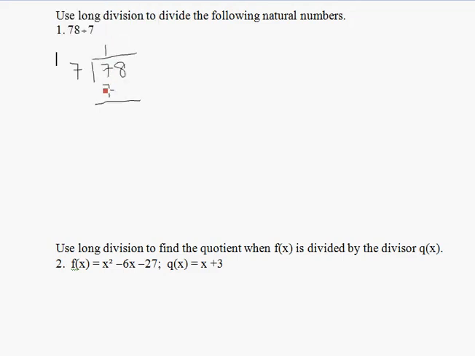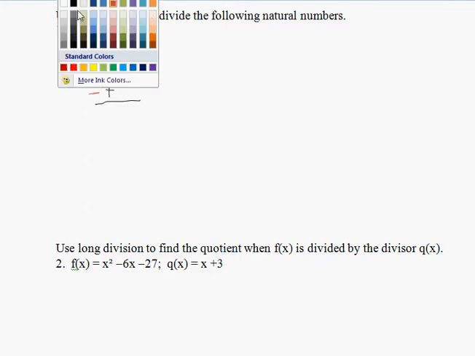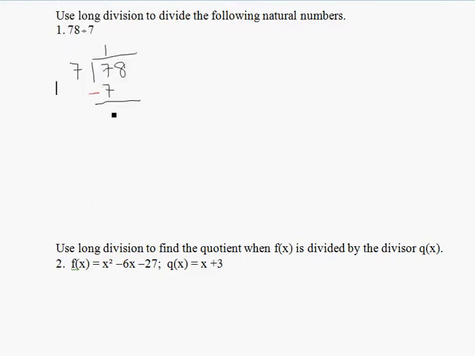So in essence, I'm going to use the words, I change the sign of this 7. So I put a negative in front of this 7. That 7 is positive, now it's negative. And now I do 7 minus 7, which is 0. And I bring down the 8.